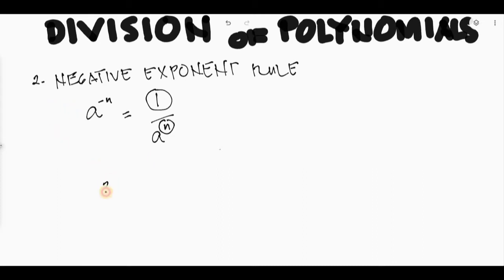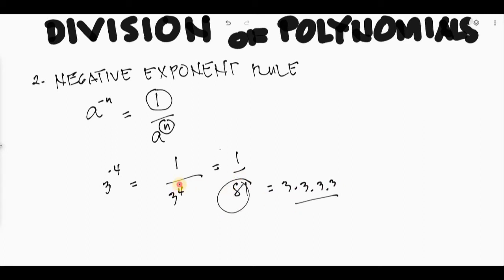If I have 3 raised to negative 4, that will give us 1 over 3 raised to 4. Okay? Or that is equal to 1 over 81. That is 3 times 3 times 3 times 3. Kaya siya 81. Apat na 3 because of the exponent 4. Okay, so that's the negative exponent rule.